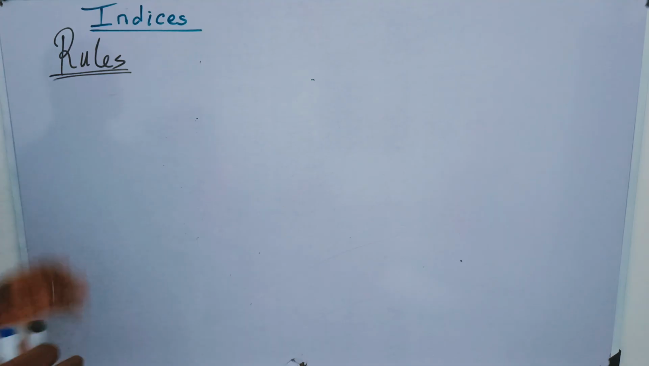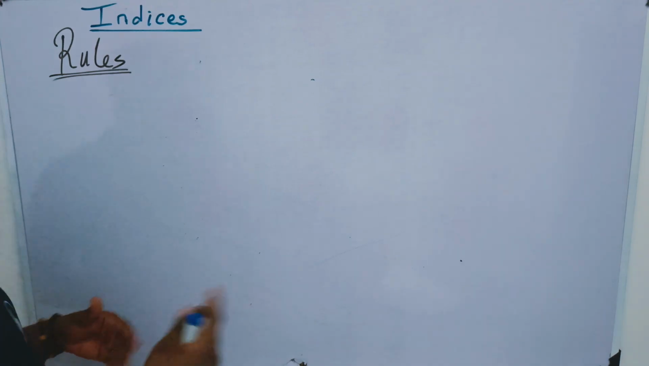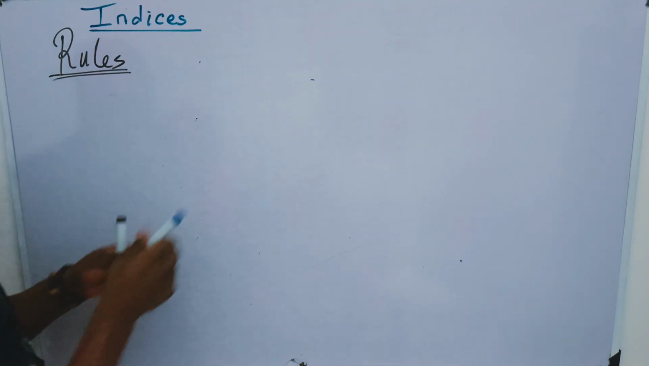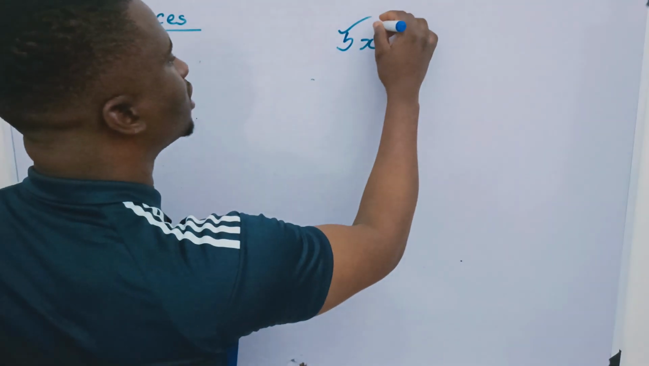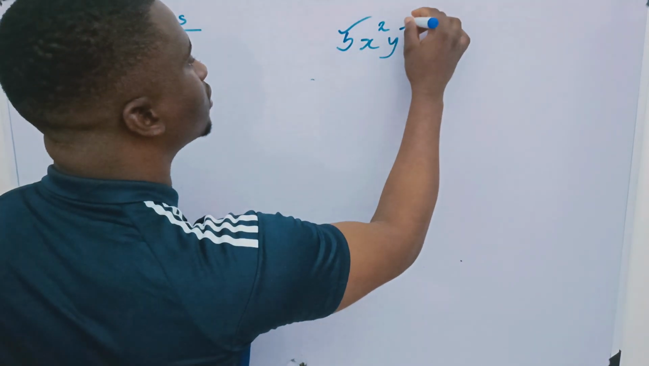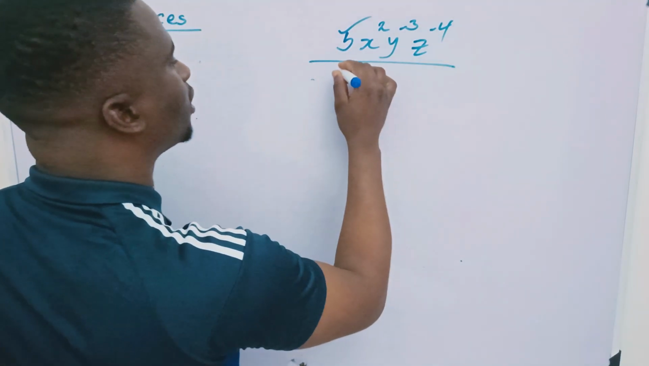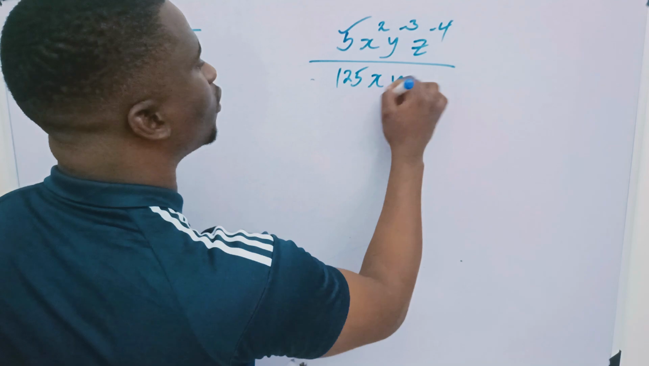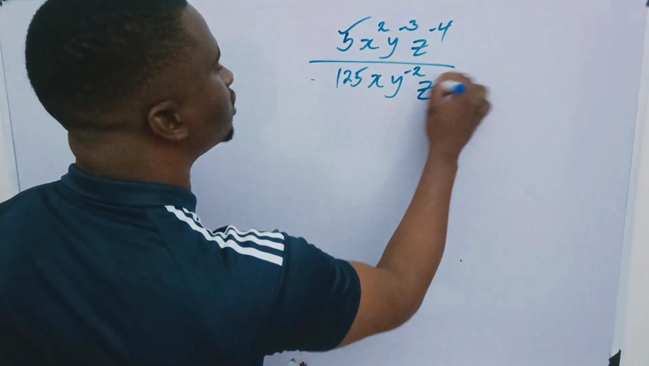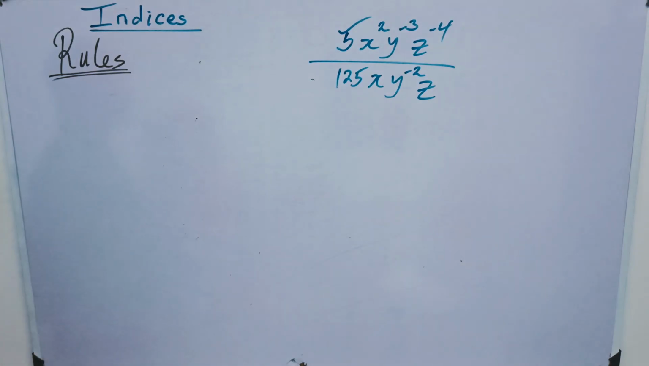Indices is a basic concept in math, right? If you master indices, you can solve a number of concepts in math. Maybe you've always seen questions like this. Let's say 5 raised to the power of x squared y minus 3 z minus 4, all divided by 125 x y minus 2 z. And you've always run away from questions like that.